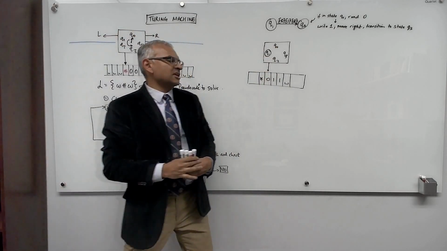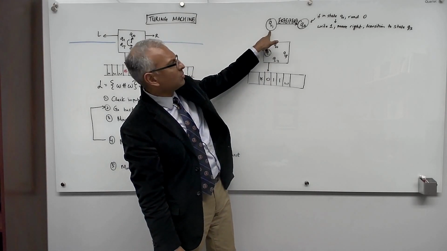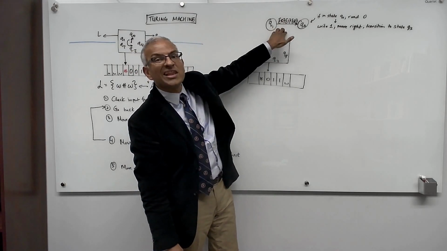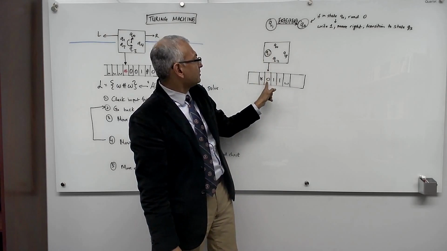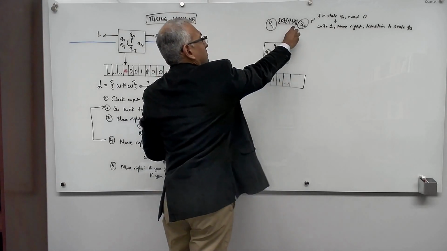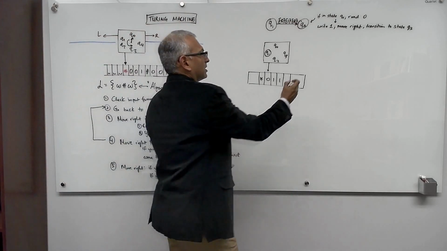So the Turing machine examines its state. It's in state Q1. It's reading a 0. So it looks, I'm in state Q1 and I've read a 0, so this is the relevant instruction. What is it telling me to do? It's telling me to write 1, move 1 step right, and transition to state Q3. So let's see what that would look like.